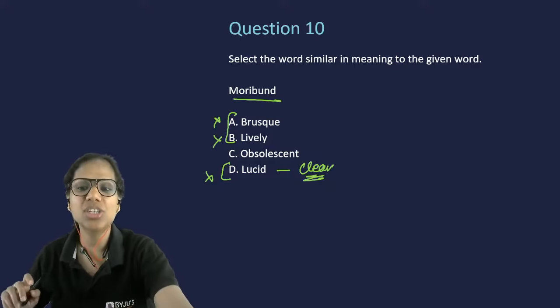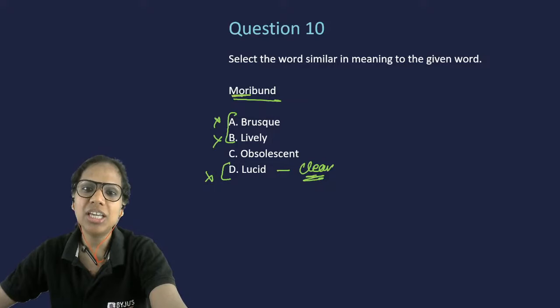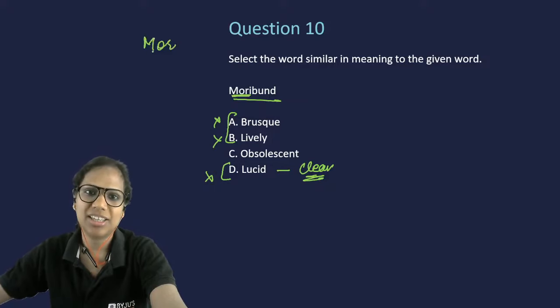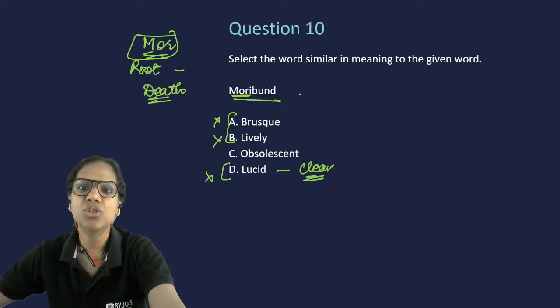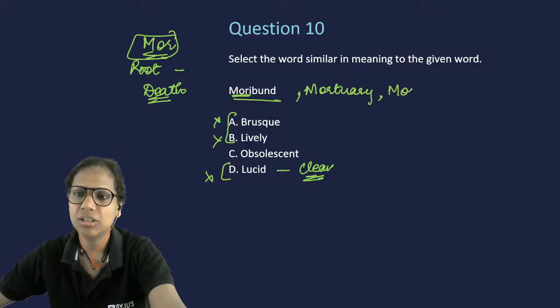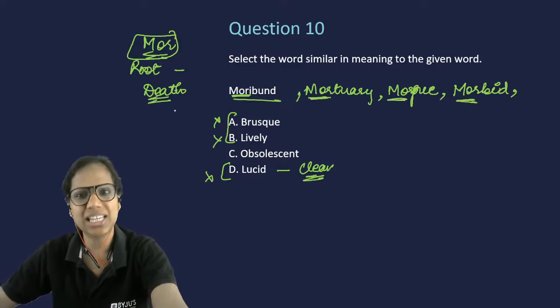Now here the catch is that you should know the meaning of moribund, isn't it? So this root, mor, is associated with death. Okay, so mortuary, morgue, please understand my writing. Then morbid. These all come from this root mor, which means death, right?